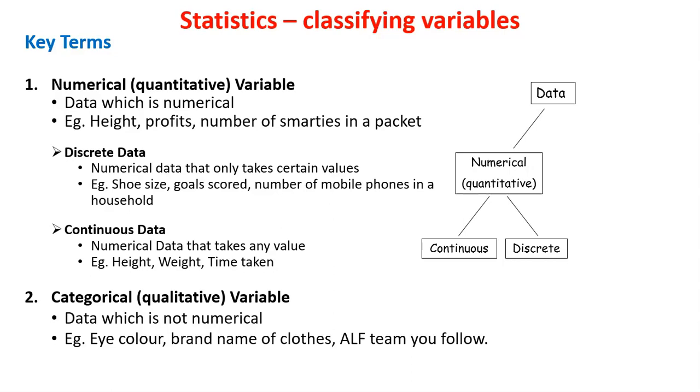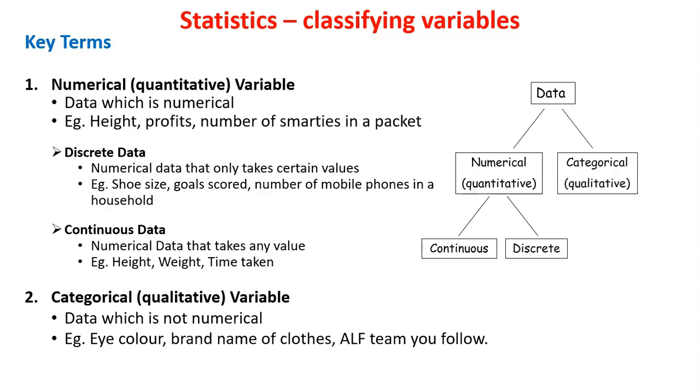We can collect the data from our maths class and work out who's got what eye colors. Okay, we can look at brand name of clothes. We can do a bit of a survey about the AFL team that you follow. So notice, none of these actually contain numbers in them, but it is still data. So categorical data, or qualitative data, I look at it and think about something that can be split up into categories. Okay, and that's where we get categorical data.